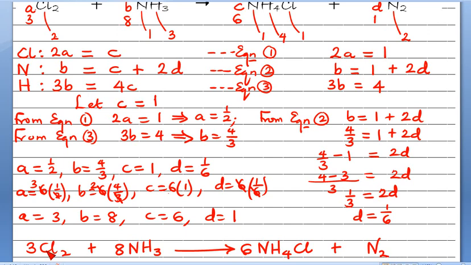Let's check for chlorine. Chlorine is 2 times 3 here, 6 atoms. What about here? 1 times 6, that's also 6 atoms. Balanced for chlorine. Let's test for nitrogen. We have 1 times 8, that's 8 atoms of nitrogen. Over here we have 1 times 6, 6 plus 2, making 8 atoms of nitrogen also. Balanced for nitrogen. Let's check for hydrogen. 3 times 8, that's 24. Then for hydrogen here, 4 times 6, that's also 24. So the equation is perfectly balanced.